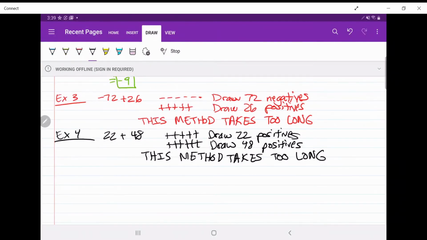So now we're going to try a new method called the number line method, the horizontal number line method.